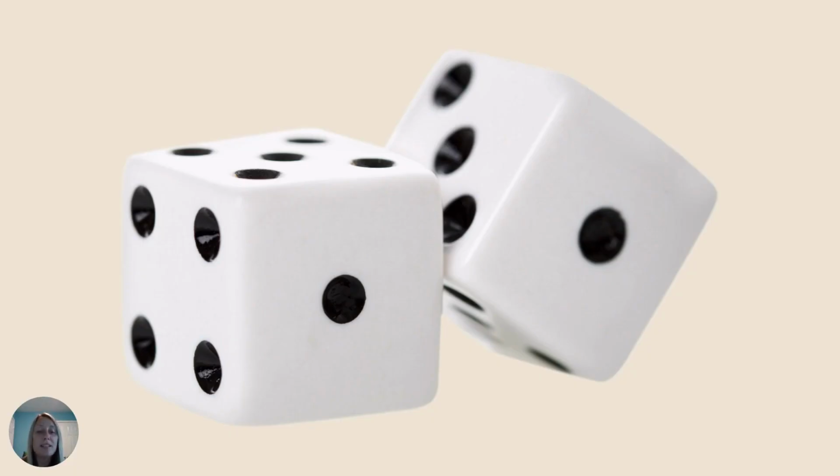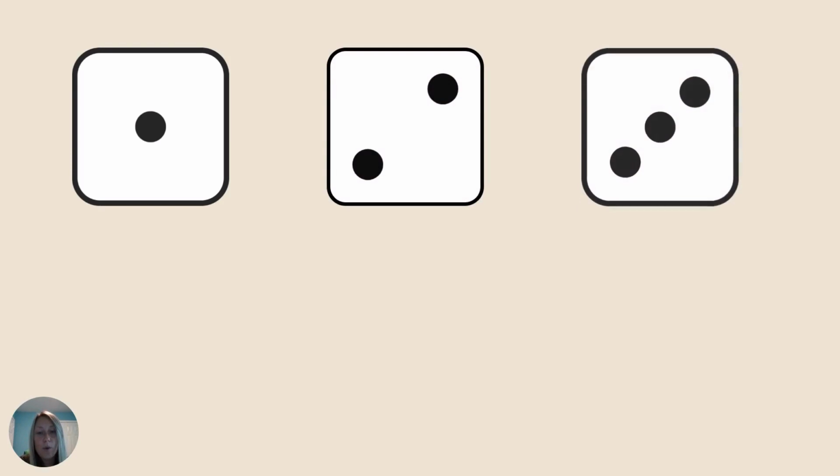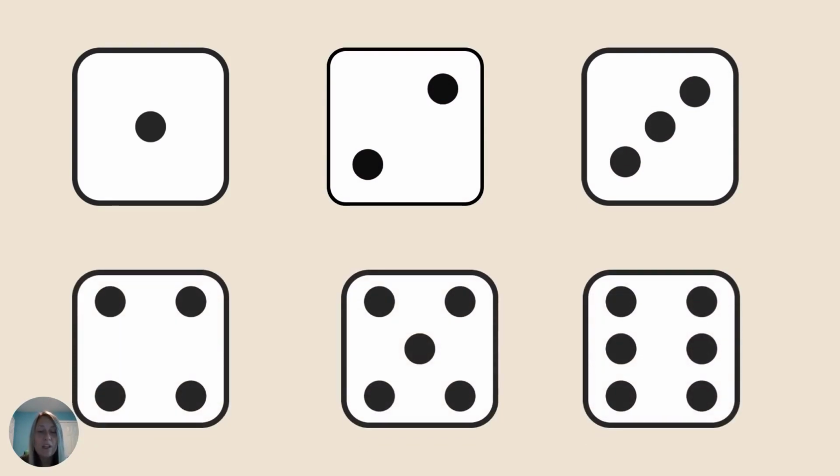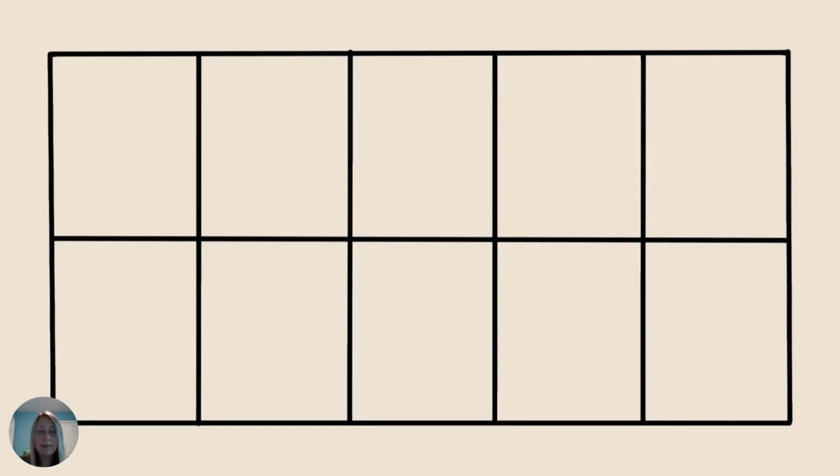Today in our game, we're also going to be using our dice. And if you remember the dice faces, each face has dots to represent a number. There's 1, 2, 3, 4, 5, and 6. So there's 6 sides on your dice cube and 6 faces to represent numbers 1 to 6.